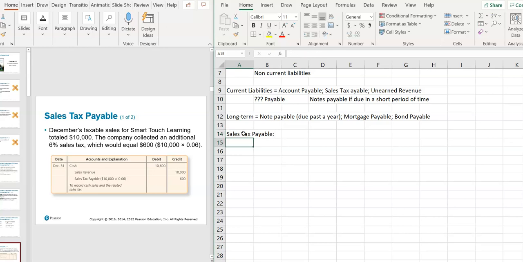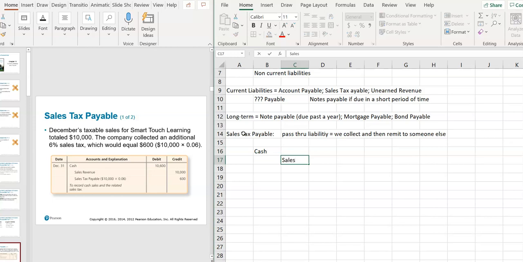Okay, so for the example, taxable sales for Smart Touch Learning were $10,000. The company collects 6% in sales tax. All right, so it has to be broken out because sales tax is a pass-through liability, which means that we collect and then remit to someone else. All right, it's never income to us. It's not something we get to keep. It's a pass-through liability.